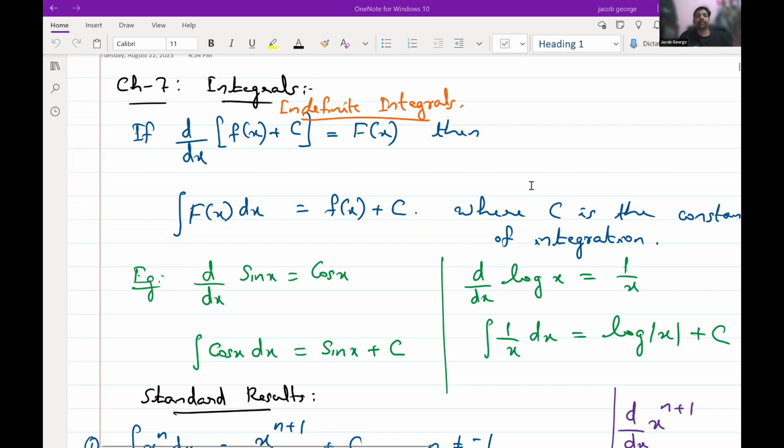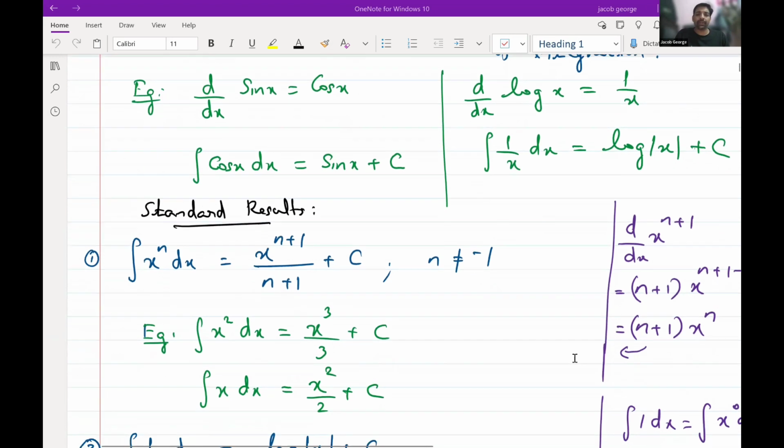Okay, this is the basic of indefinite integral. If the derivative of F of x plus c is equal to small f of x, then its reverse process is called integral. That is, integral of f of x dx is equal to F of x plus c, where c is the constant of integration. For example, d by dx of sin x is cos x, then integral of cos x dx is sin x plus c.